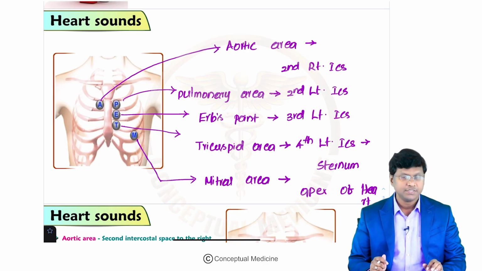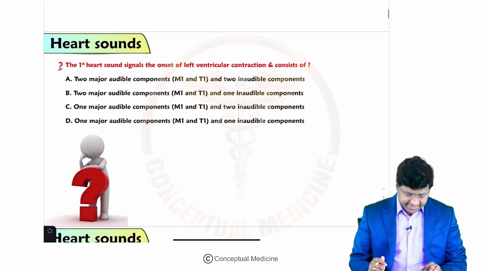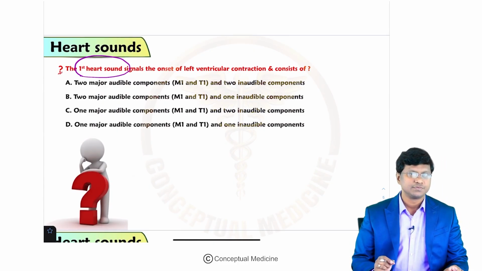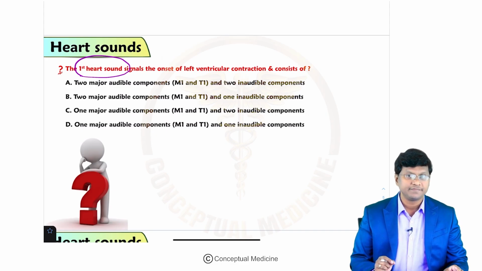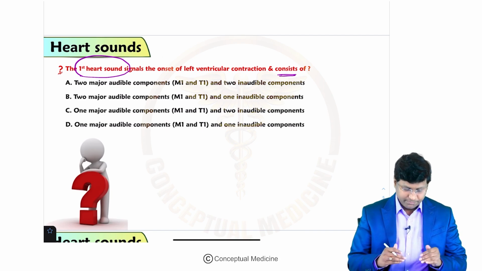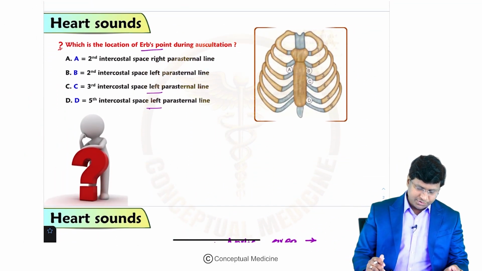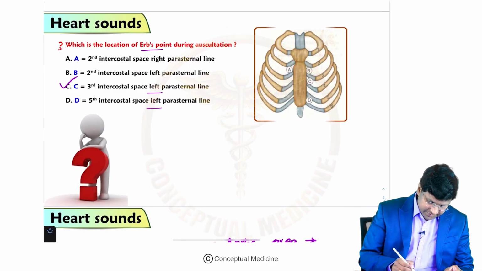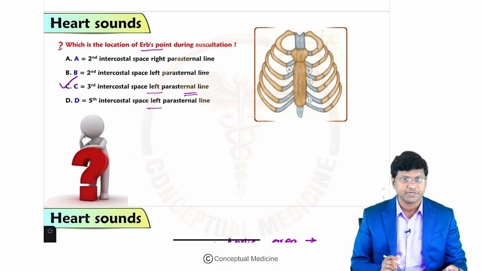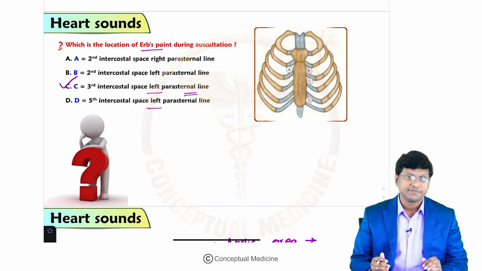After having discussed the areas of auscultation, now let me discuss in detail the first heart sound. The first heart sound signals the onset of left ventricular contraction. But before that, the question I showed you in the beginning: which is the location of the Erb's point? That will be the third intercostal space in the left parasternal line. That will be the Erb's point.